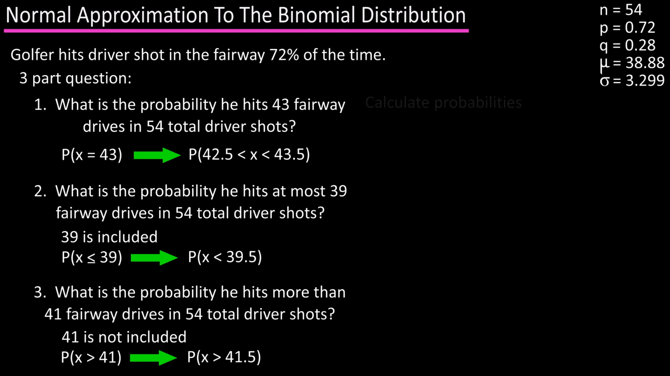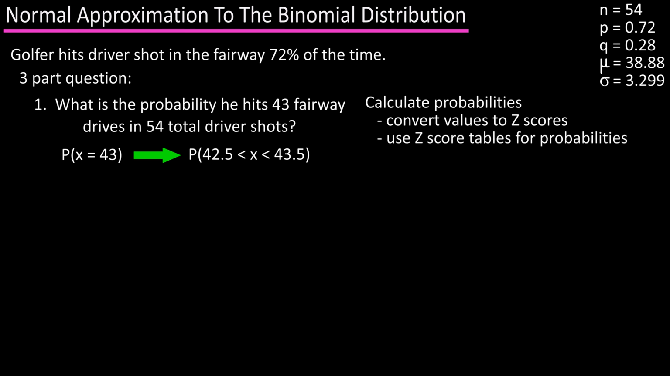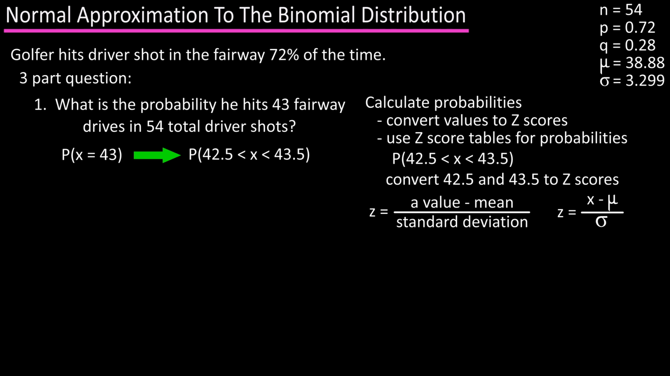Now that we have our boundaries, we can calculate the probabilities. We're going to do this by taking their values and converting them to z-scores on the standard normal distribution, and use the z-score tables to look up those probabilities. So for number 1, we want the probability of 42.5 less than x less than 43.5. We need to convert 42.5 and 43.5 to z-scores. The z-score formula is z equals x, or a value, minus the mean divided by the standard deviation.